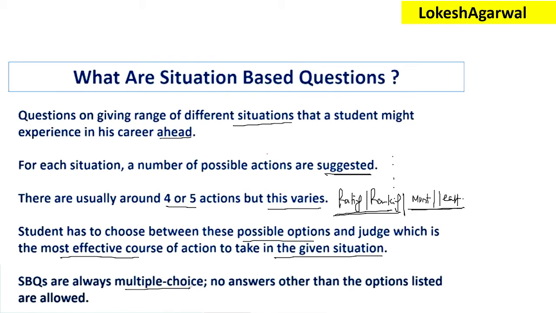SBQs are always multiple choice. No answers other than the options listed are allowed. So you don't have to write, you have to just choose among the options given to you. The options are very close. After reading all the options you will feel, this could also be done, this could also be done. Option choices are very close. So you have to read that situation very carefully, guys. Very carefully. You will feel all options are fine, this is also fine, I would do this also, I would do that also.